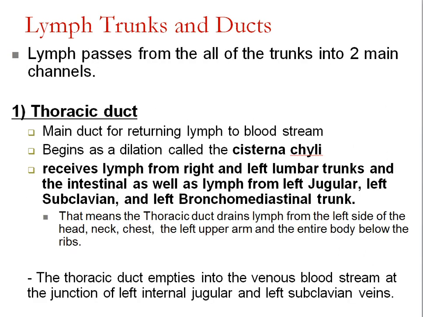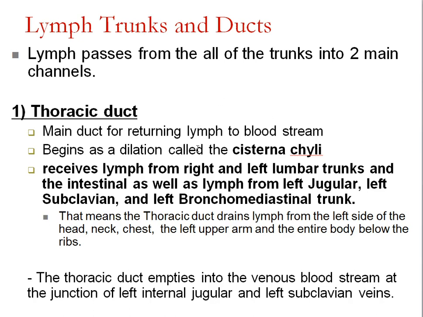Alright, so lymph passes from all of these trunks into two channels. So all of those trunks, there's 9 of them all together. They're all going to dump into one of 2 ducts. The first is the thoracic duct, and it's the big one. This is the main duct for returning lymph to the bloodstream.